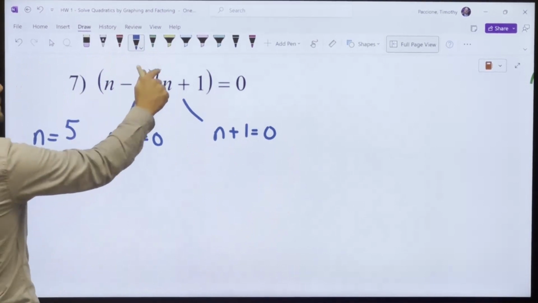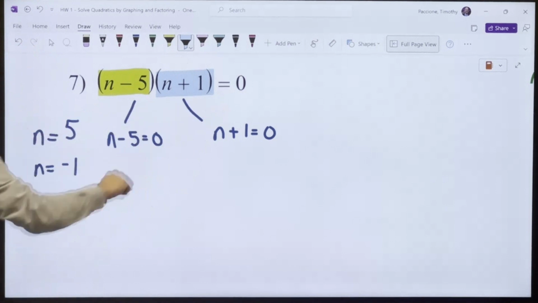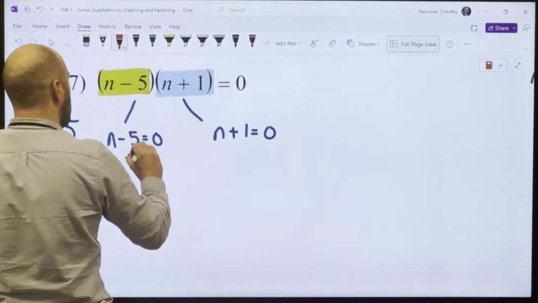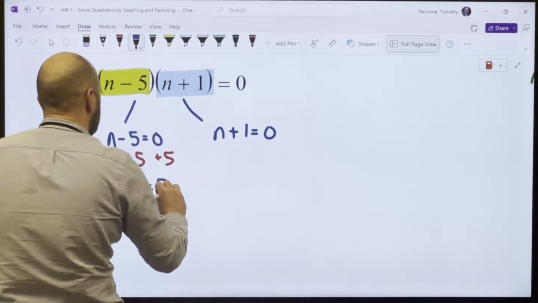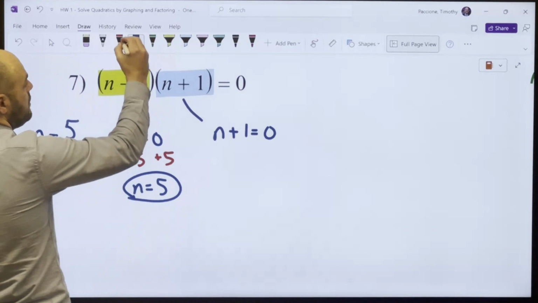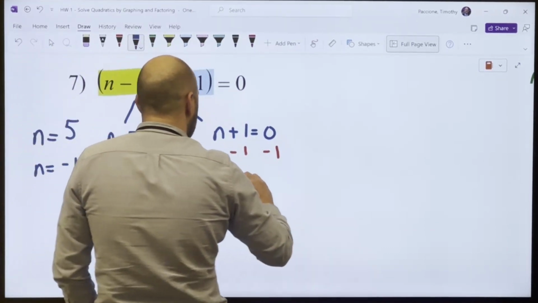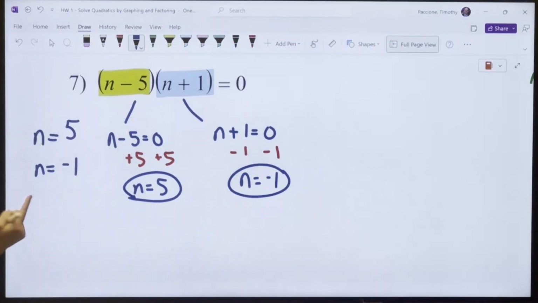You know that one of these two things, this or this, has to be 0 for that to be 0, right? So you set these equations up, and then you add 5 to both sides, and you get n equals 5. And that's your answer. And then here, you would subtract 1 from both sides. And you would get n equals negative 1. And that's your other answer, right? And it gets you these answers.